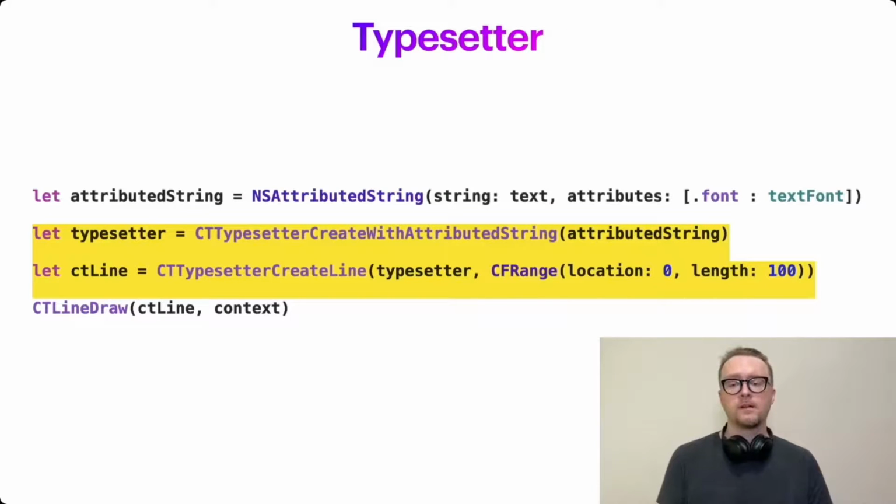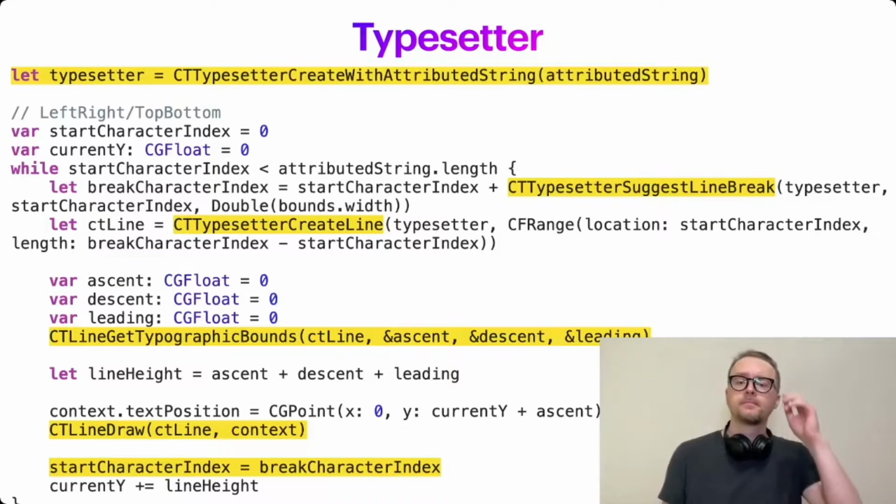So I have a typesetter instance created from the attributed string, and then I have a line. I create a line with the typesetter. So it says, okay, hey typesetter, give me a line for this range, and then I draw the line. That was the naive example. This is the more full-featured example.